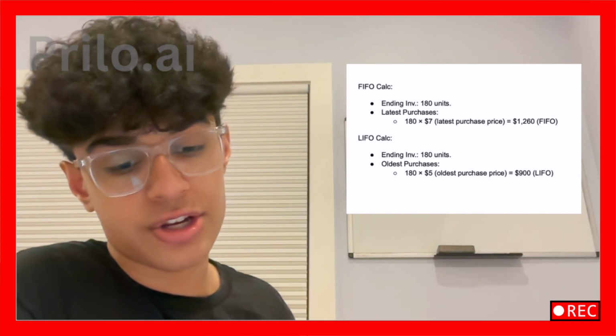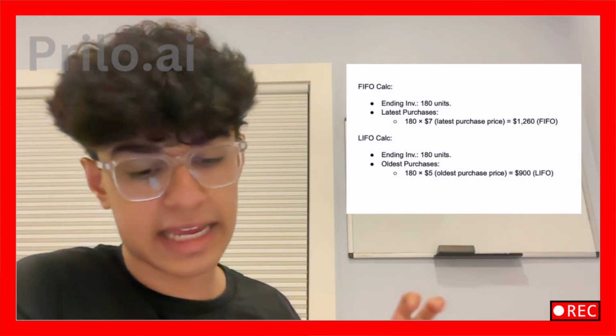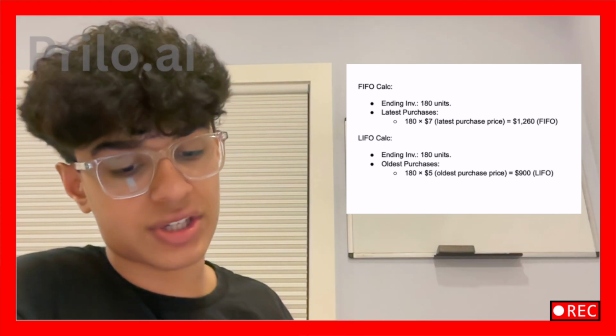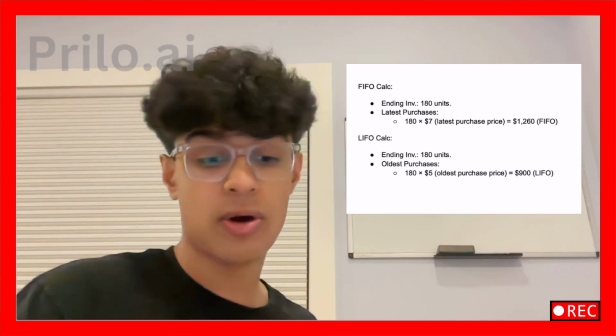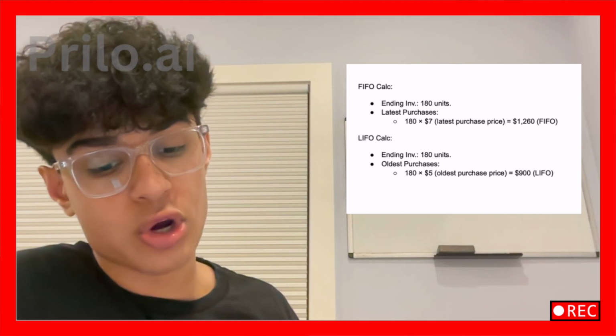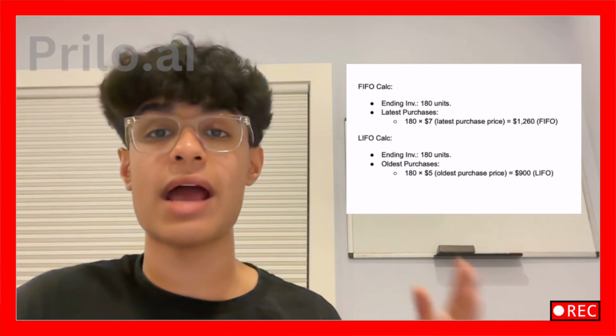Here we can see that ending inventory shows that there are 180 units left, and using the latest purchases, we would be multiplying 180 by $7, which is the latest purchase price. We would get a dollar amount of $1,260, which is the FIFO ending inventory. Now for LIFO, we have 180 units at the ending inventory, but then we use the oldest purchases as the price. So we would have $5 as that price, and then we would have $900 as our LIFO ending inventory.